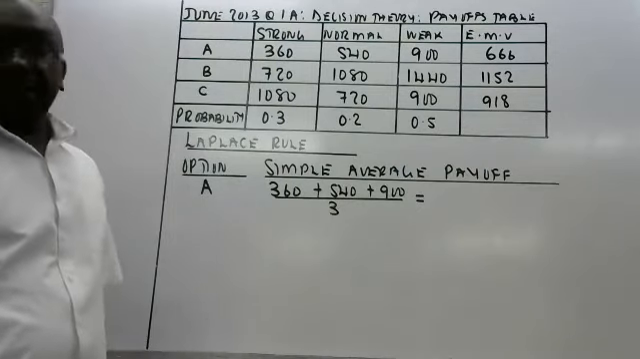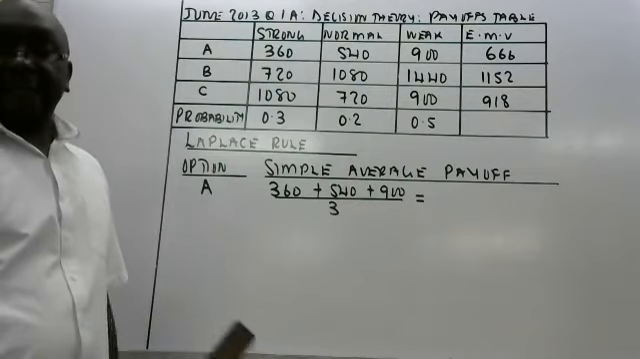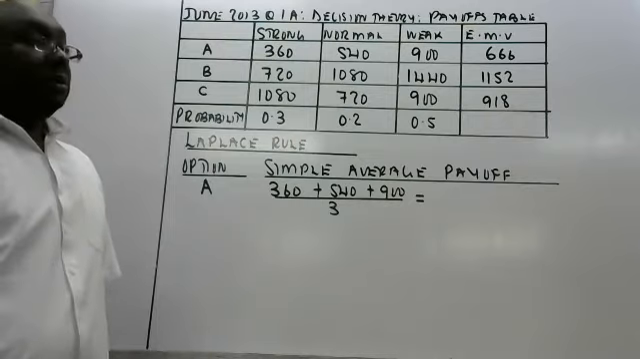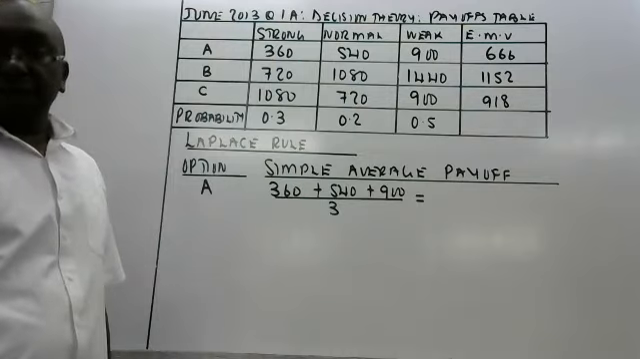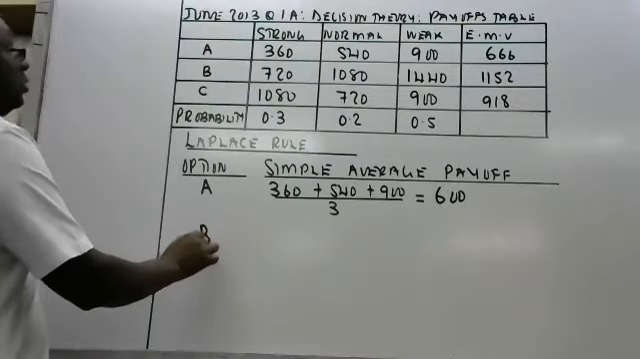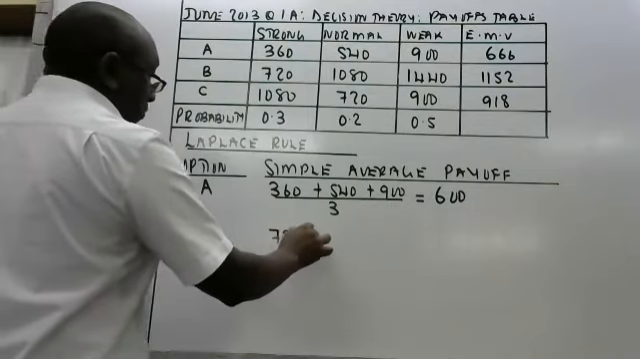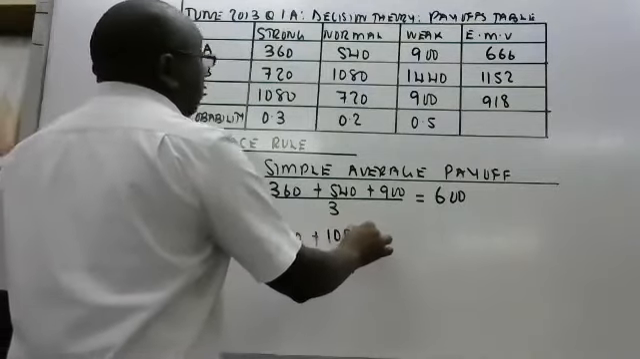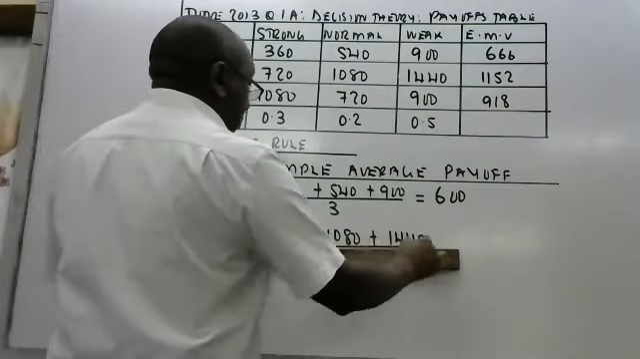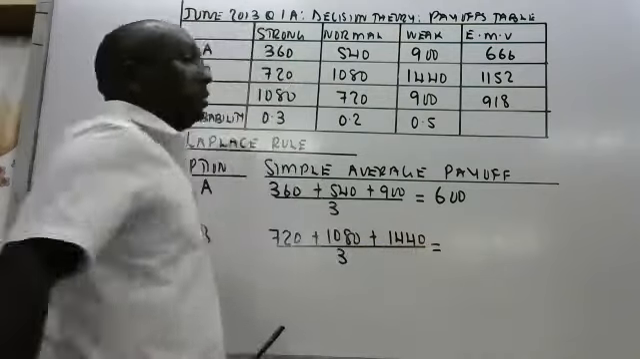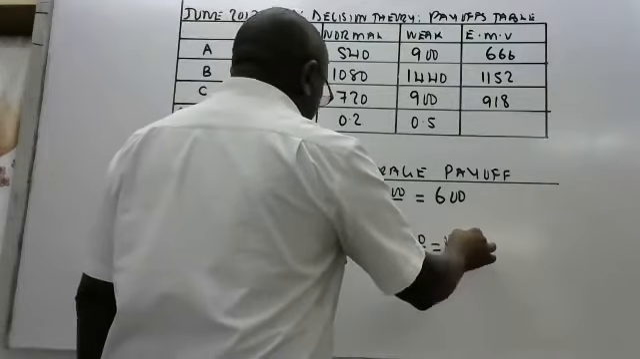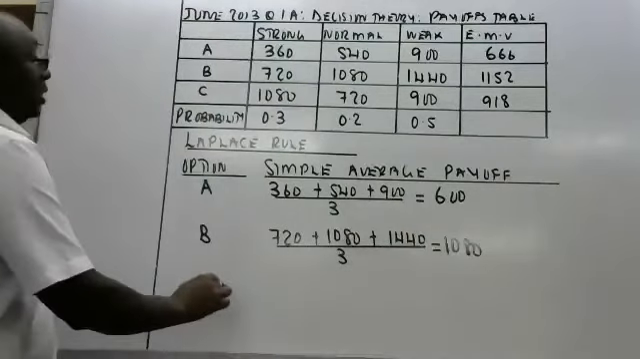So it is 600. Let us go to B, do the same thing: 720 plus 1080 plus 1440. You divide all this by three. The answer is 1080.